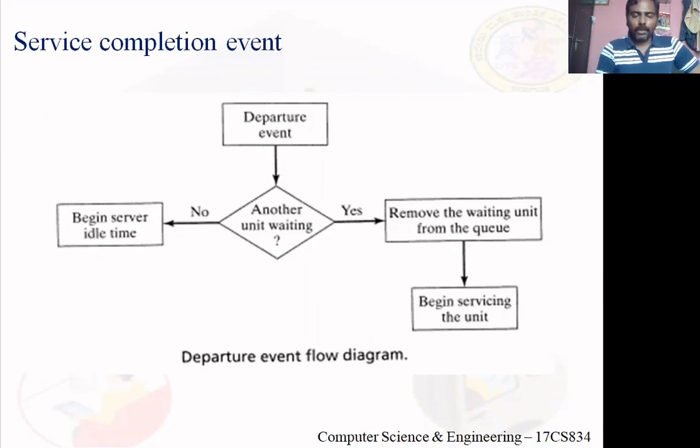So for conclusion, what are the two important points you need to know? In case of an arrival event, you need to look at the status of the server. In case of a departure event, you need to look at the status of the waiting line. Got it? Clear? If you are clear with these two points, you can easily solve the problem using a table. So I repeat once again, in case of an arrival event, look at the status of the server. In case of a departure event, look at the status of the queue.